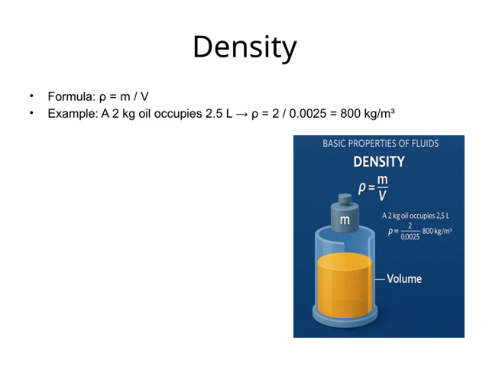To put this into perspective, imagine we have an example. A 2-kilogram bottle of oil that occupies a volume of 2.5 liters. When we calculate its density, we convert liters to cubic meters. So 2.5 liters becomes 0.0025 cubic meters. Dividing 2 kilograms by 0.0025 cubic meters gives us a density of 800 kilograms per cubic meter.